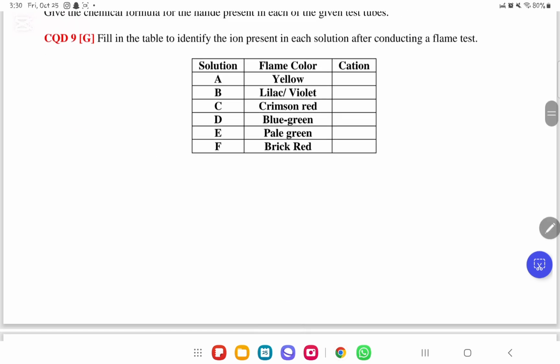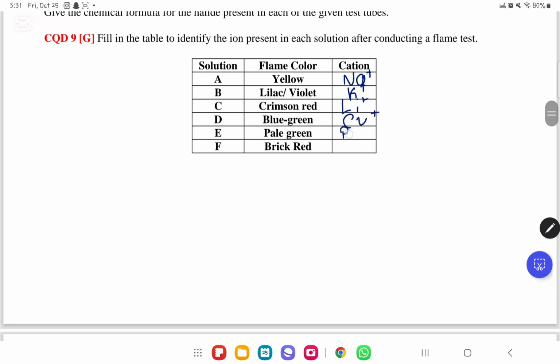CQD number 9. You have to memorize the flame test. We know that the cation that gives us a yellow-orange flame is Na+. The cation that gives us a lilac-violet flame is K+. Crimson red is Li+. Blue-green is Cu+.